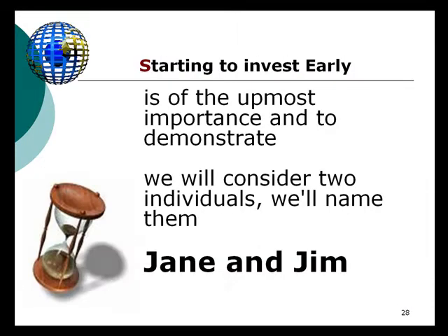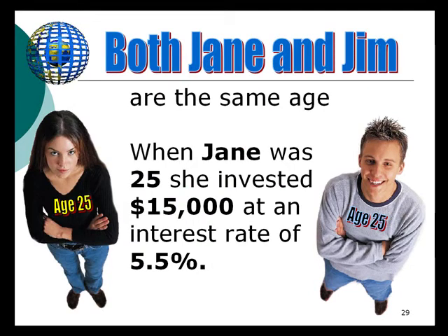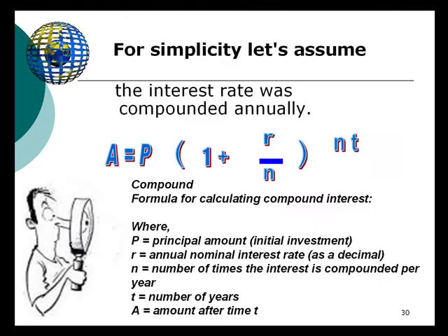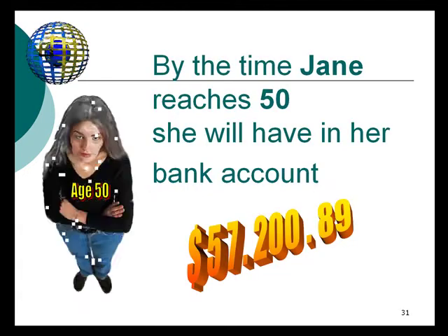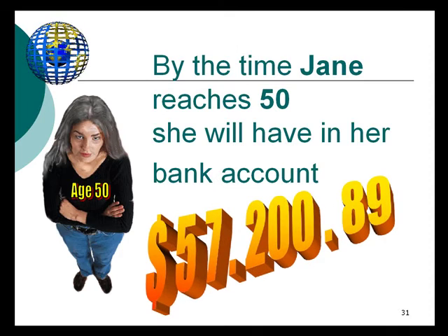Starting to invest early is of the utmost importance, and to demonstrate, we will consider 2 individuals. We'll name them Jane and Jim. Both Jane and Jim are the same age. When Jane was 25, she invested $15,000 at an interest rate of 5.5%. For simplicity, let's assume the interest rate was compounded annually. By the time Jane reaches 50, she will have $57,200.89 in her bank account.